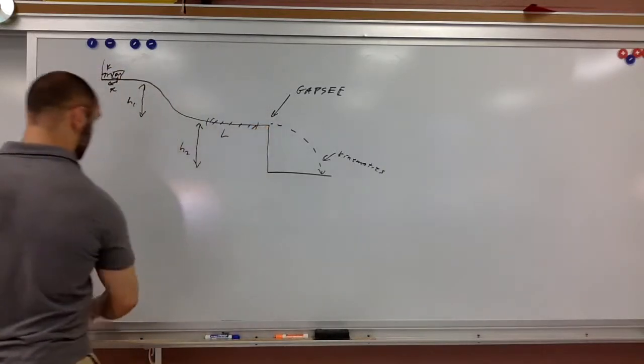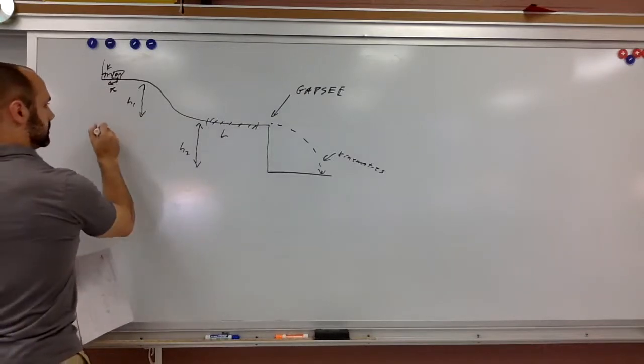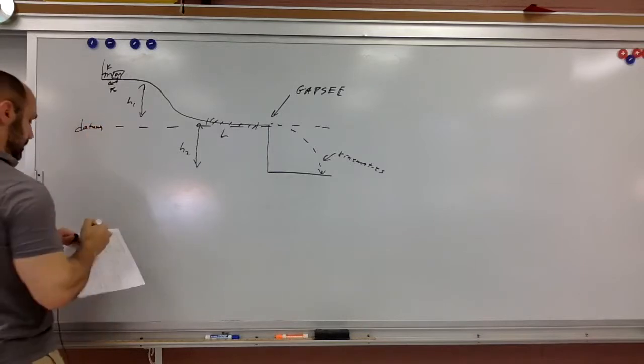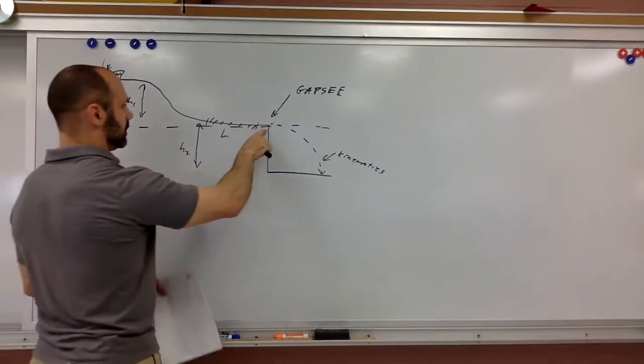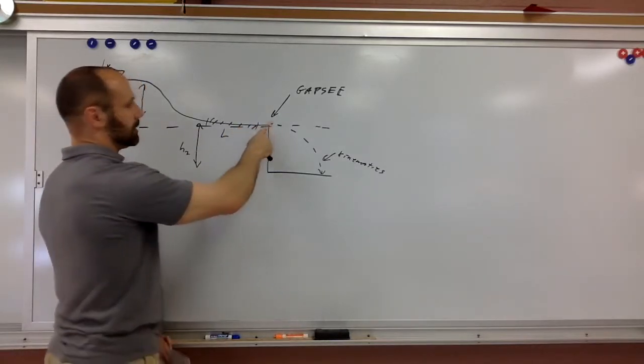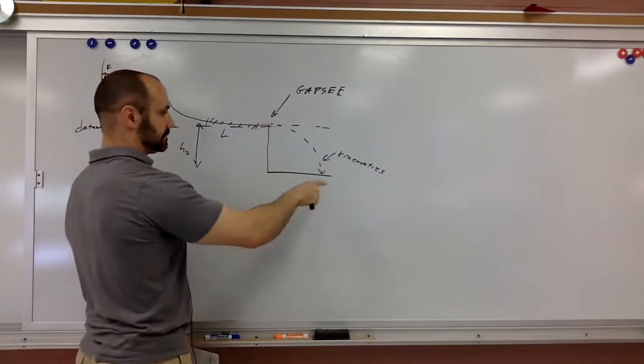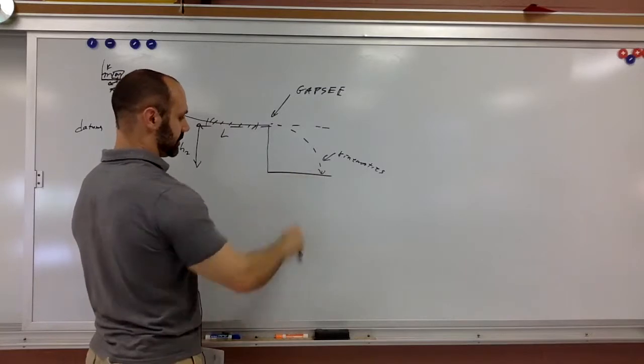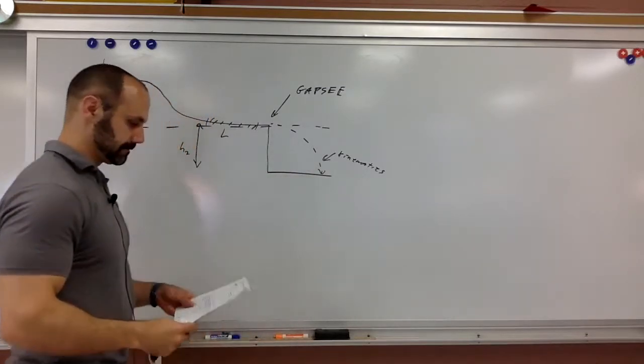So I'm setting my datum here. At this point, all it has is kinetic energy. So I can solve for the velocity here, and from that use projectile motion kinematics to figure out how far this goes that way. All right.